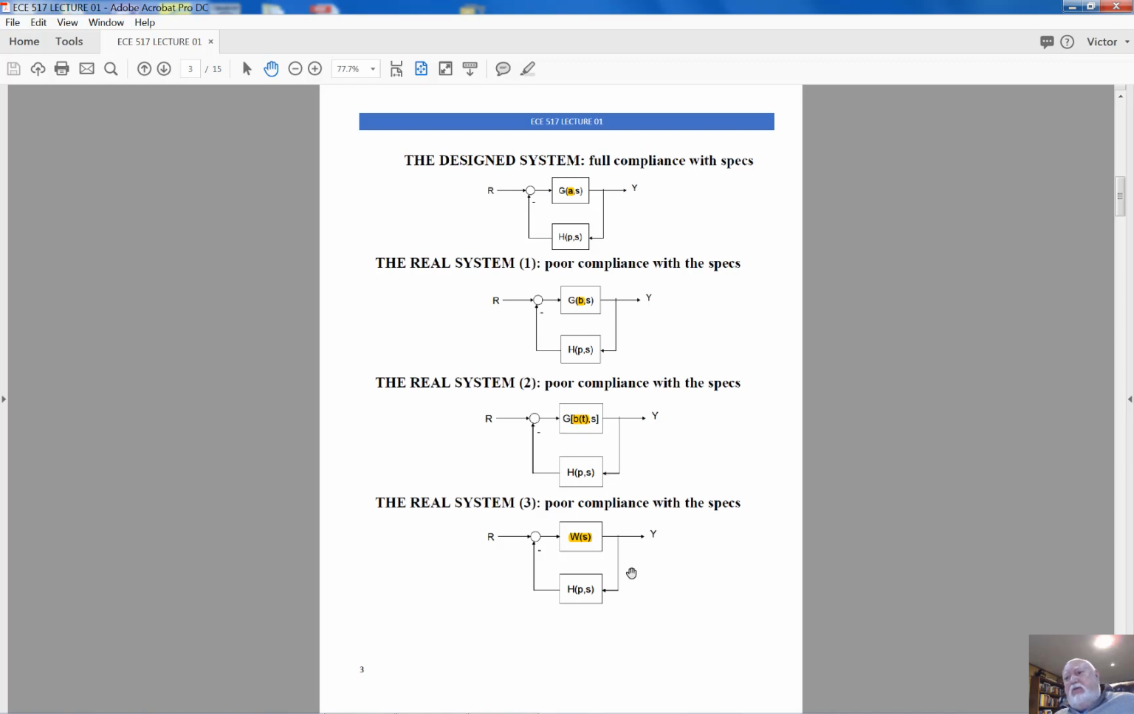The third situation leading to poor compliance with the design specs is when the transfer function is oversimplified. At the stage of design, you have one transfer function. In the real process, there are components of so-called hidden dynamics, high-order terms in the transfer function, and specifications with design will not be satisfied.